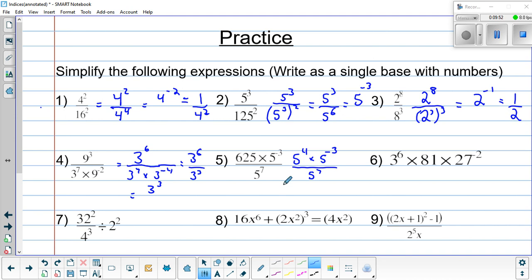So the top we can simplify to 5 over 5 to the 7. So we're going to subtract those and get 5 to the negative 6.